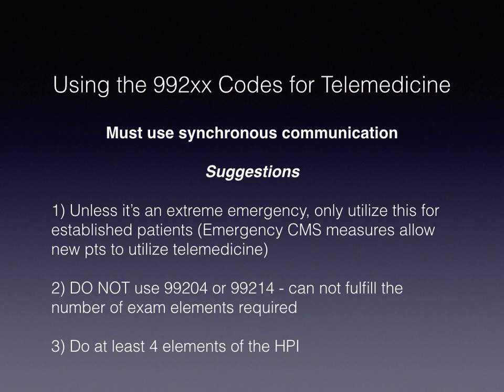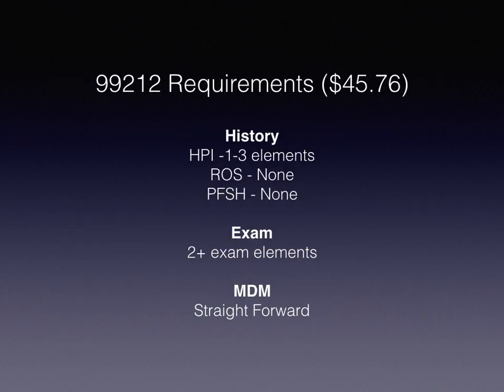Let's talk about the specifics here. Now, you'll see on some of these codes I've listed fees. These are the current Medicare approved fees for Virginia. Now, for the 99212, for your history, you have an HPI of 1 to 3 elements is all you need. As I said, I would suggest you do 4. Review of systems, you don't need to do any of that. Personal, family, social history, you don't need to do any of that. For your exam portion, you only need to do 2 or more elements. Easy to do. Medical decision making, straightforward. Easy to do with any problem a patient would contact you with.